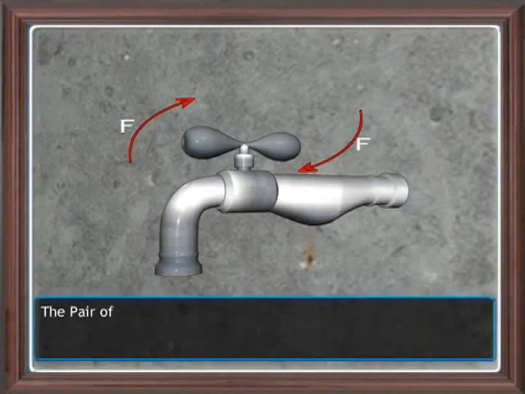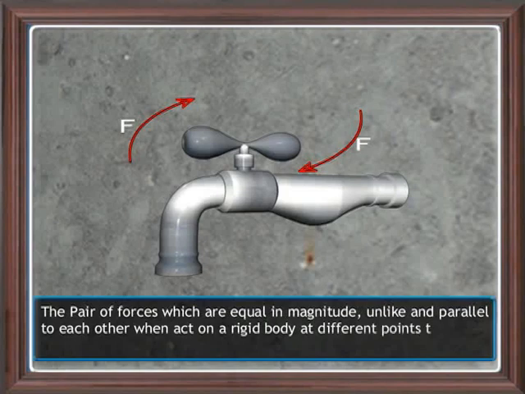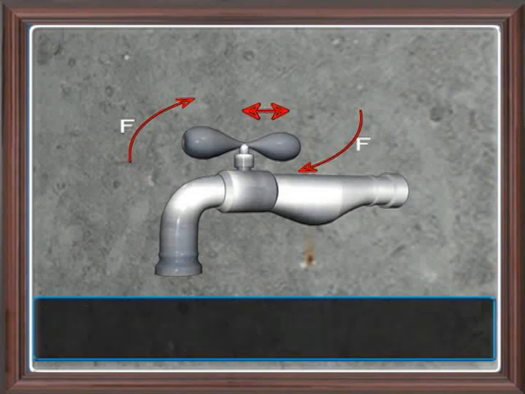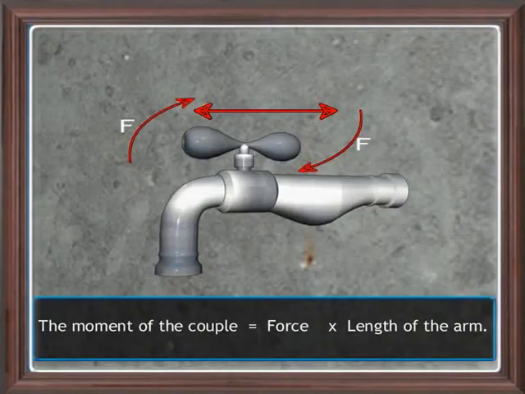Such a pair of forces which are equal in magnitude, unlike and parallel to each other, when acting on a rigid body at different points to produce a turning effect in the same direction, is called a couple. The perpendicular distance between the parallel lines along which the forces act is called the arm of the couple.